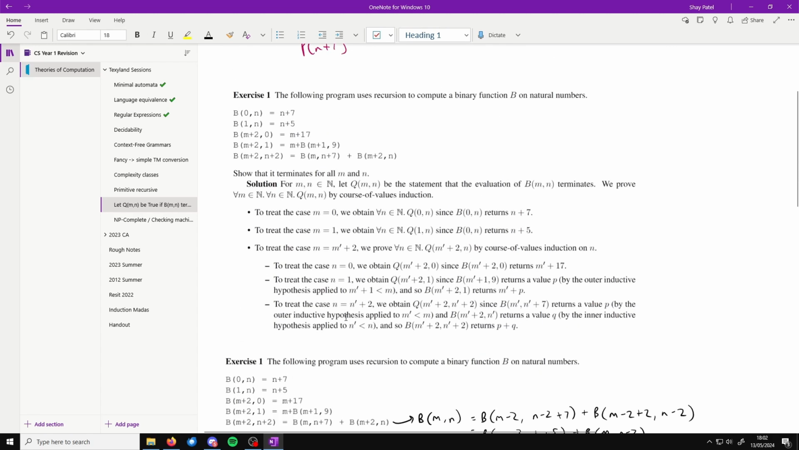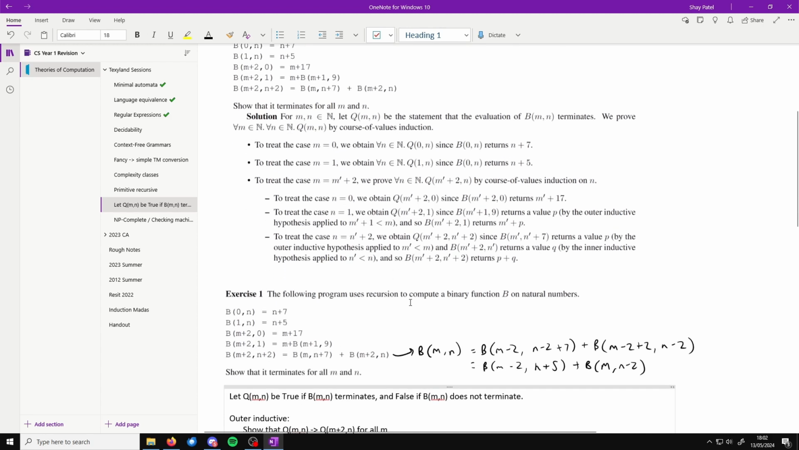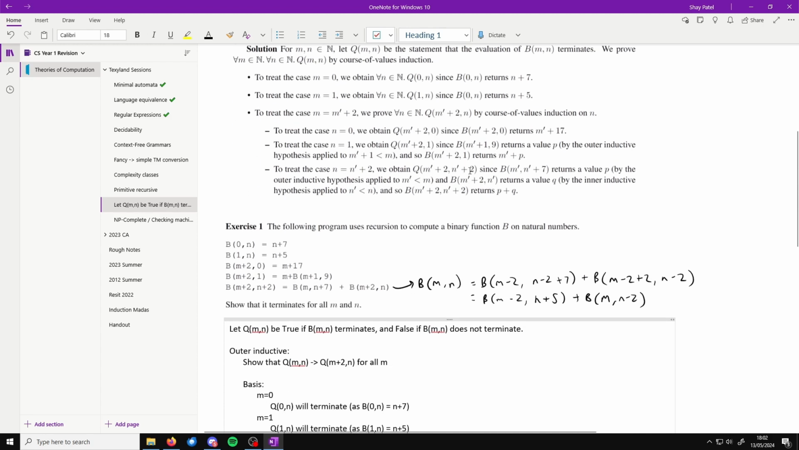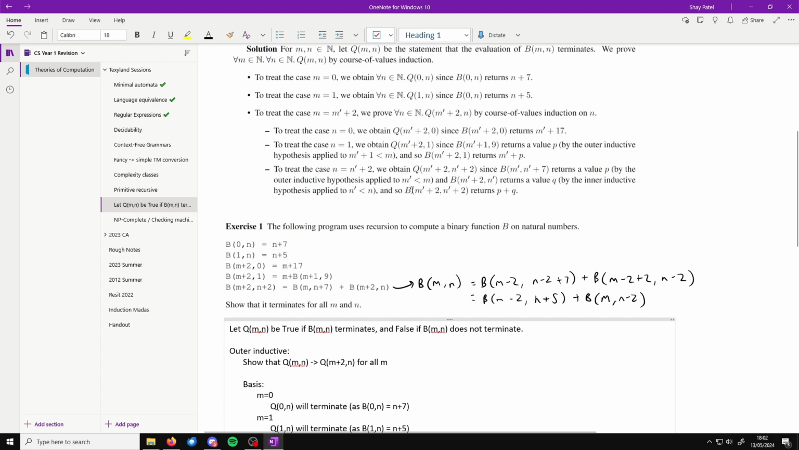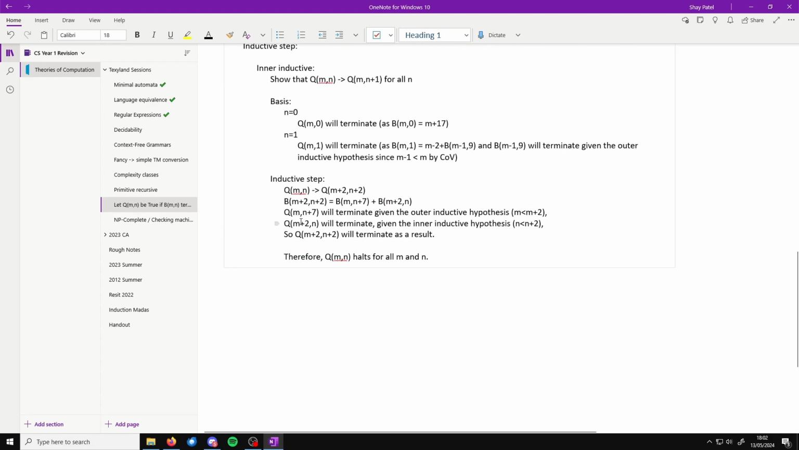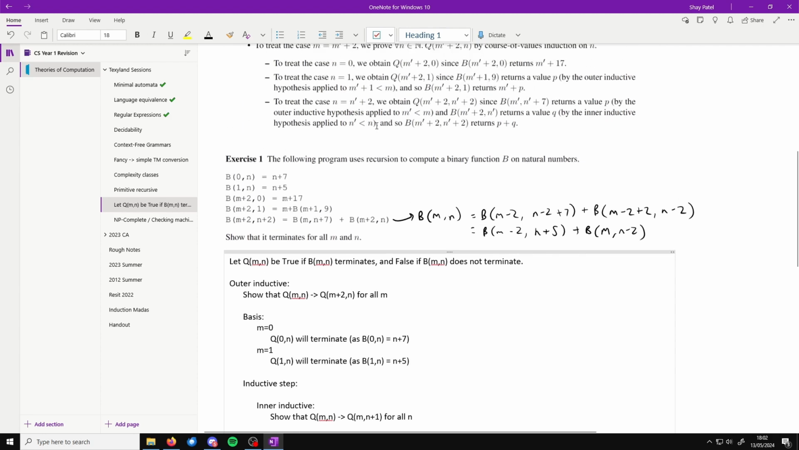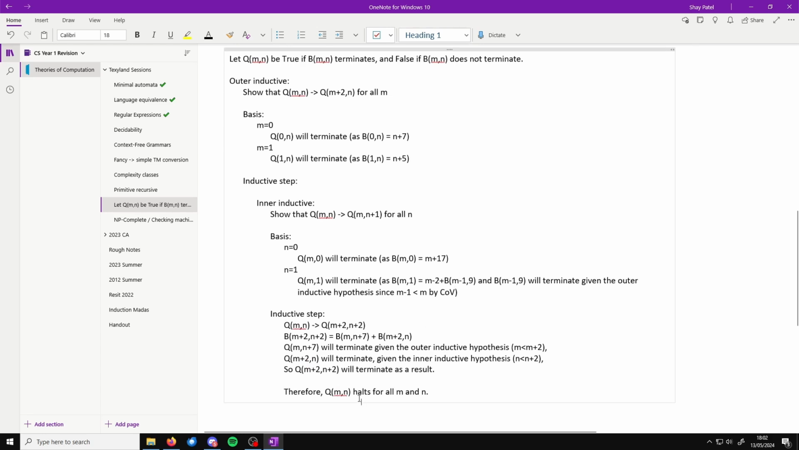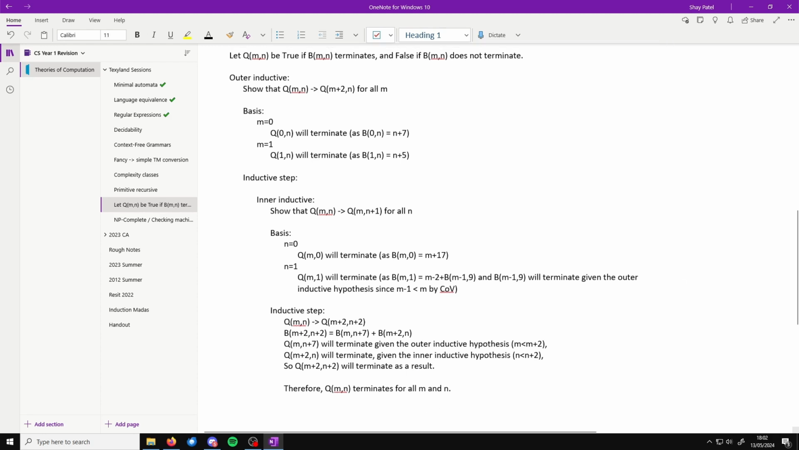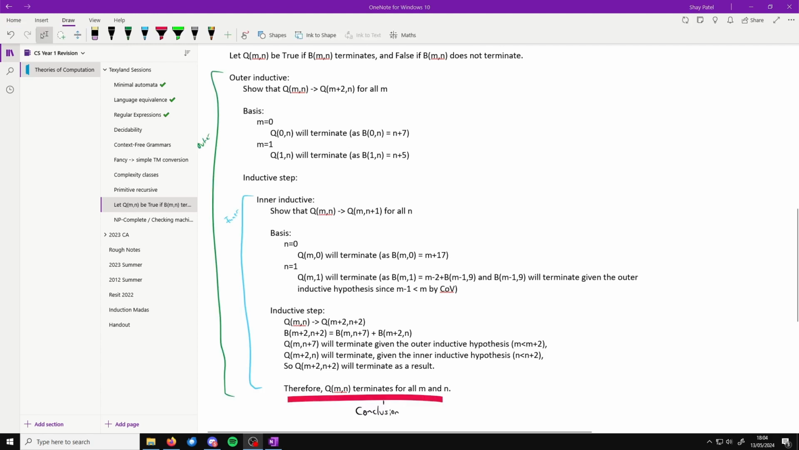Okay, and then to treat the case n equals n plus 2, we obtain that it halts for m plus 2, n plus 2, because this halts by the outer inductive hypothesis, and then this halts by the inner inductive hypothesis, and so the whole thing halts because it returns two constants which are a result of it returning a value, and so it all terminates. We should probably use the term terminates and not halts. But yeah, cool. So we have our outer induction, we have our inner induction, and then we reach that conclusion.